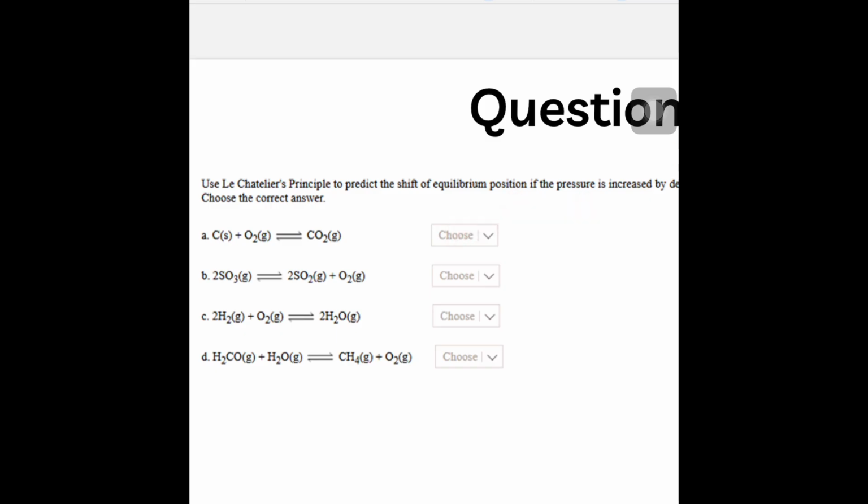Now in the other one, I have to think, where do I have fewer moles of gas? I have here 2 moles of gas, here I have 3 moles of gas. So it's going to go toward the 2 moles, so it's going to go backward. Now for this one, I have 2 moles over here, 3 moles over here, so it's going to go in the forward direction. And here I have 2 moles of gas, and here I have 2 moles of gas, so there will be no change.